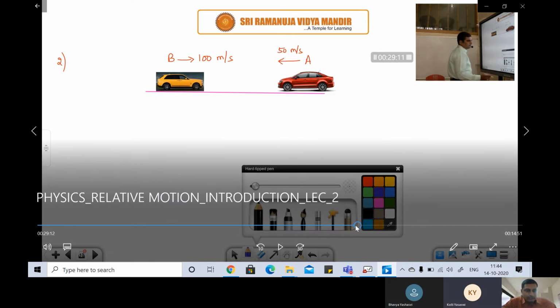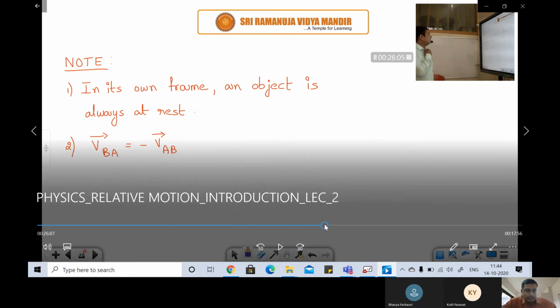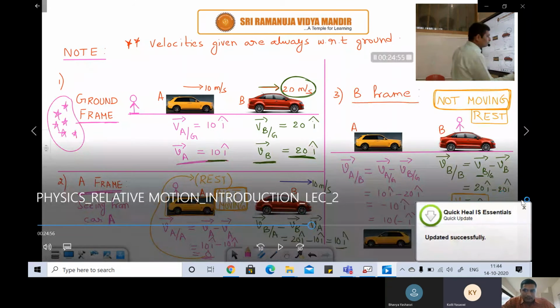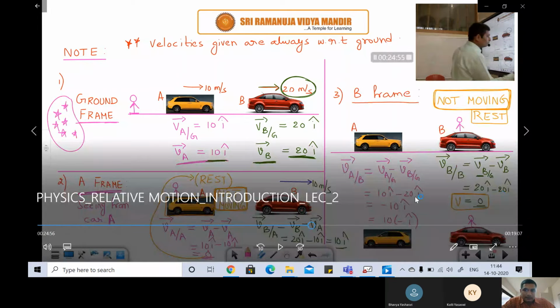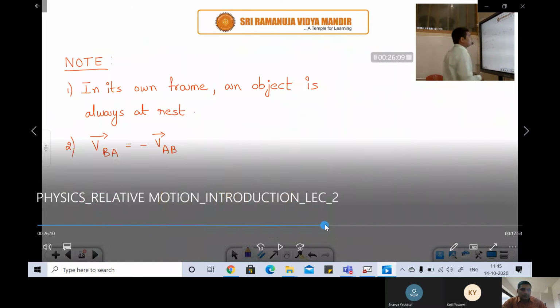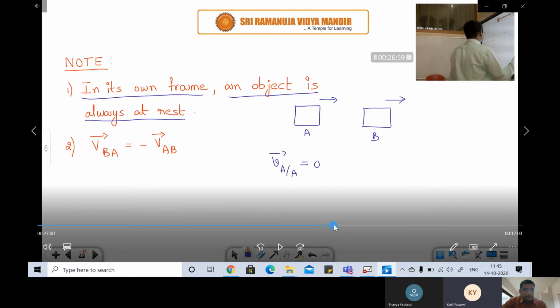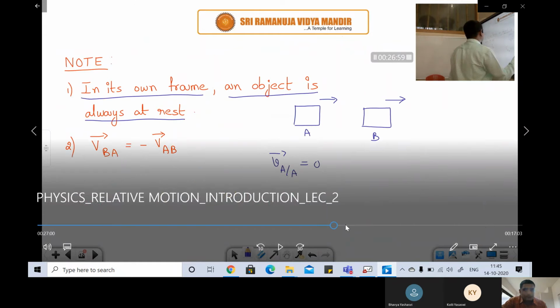I also showed this. You can see clearly here how much we got in the previous example. Velocity of B with respect to A, how much did we get? 10 meters per second, sir. Plus 10. Velocity of A with respect to B, how much did we get? Minus 10. Correct. So these two points are very, very important.